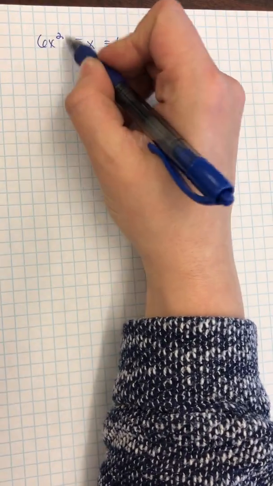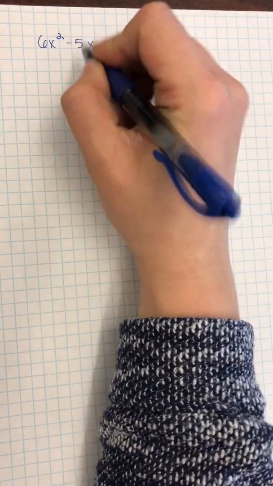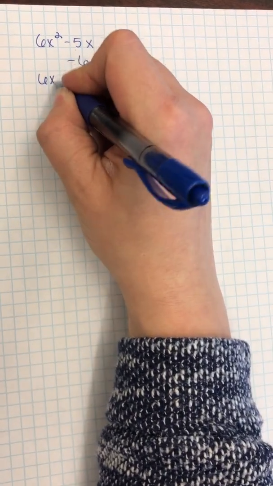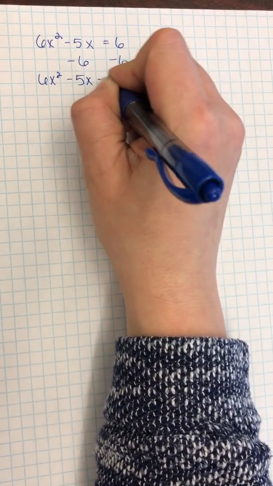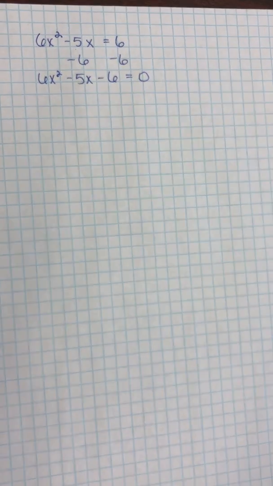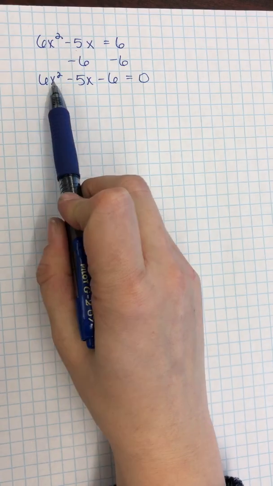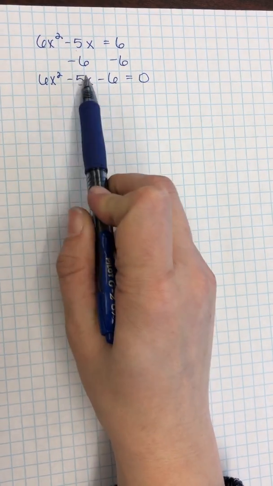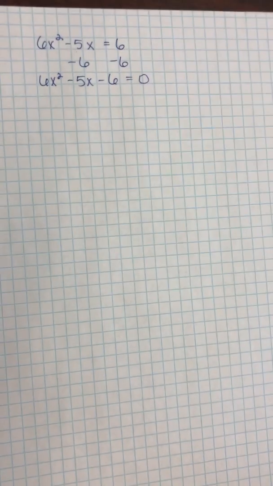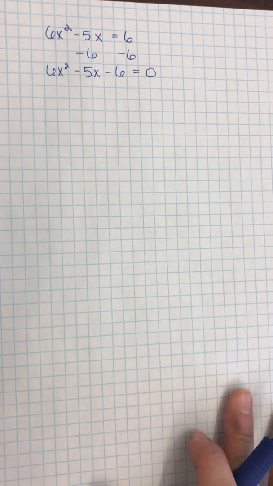So I've got to keep my x squared term positive. So I'm going to subtract 6 from both sides. And when I do that, I end up getting 6x squared minus 5x minus 6 equals 0. Okay, second step, do I have a GCF? No, I don't have a variable in both of them, and this 5 is messing up the fact that we have two 6's there.